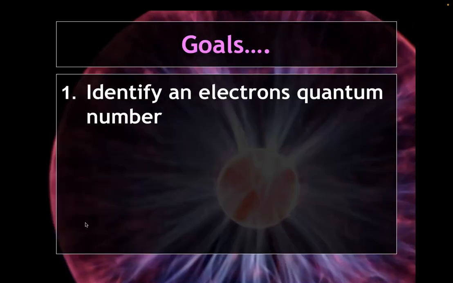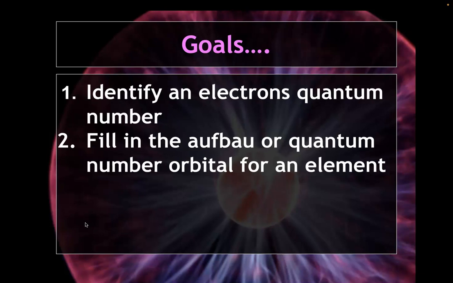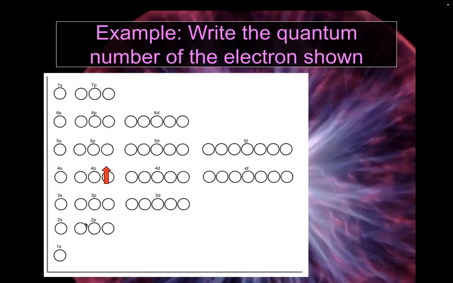Okay, so our goals were to identify a quantum number and to fill in the Aufbau or quantum number orbital for an electron. So what might happen here? You might get an Aufbau diagram or an electron diagram that looks like this, and I might say, identify the quantum number of this particular electron. Remember, my first number is n. It's my principal energy level. Here's 1, 2, 3, and 4. So my first number in my quantum number would be a 4.